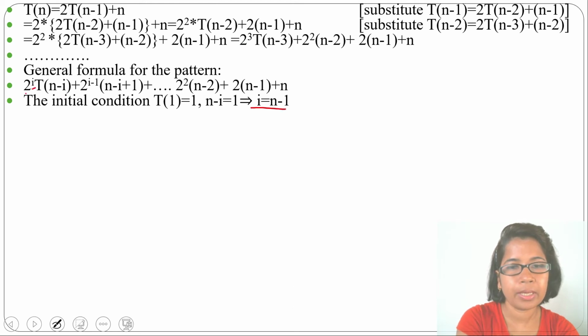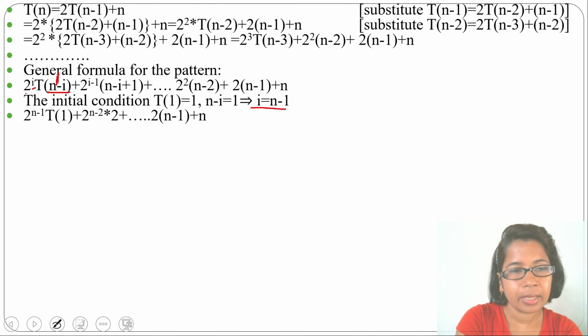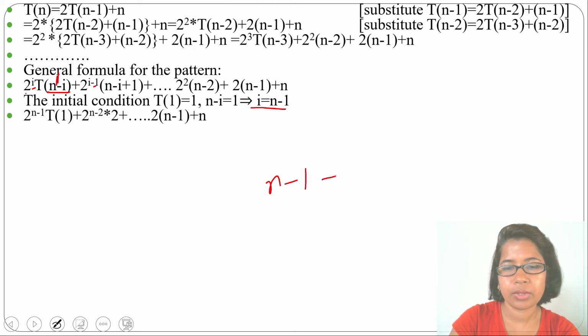So 2 power n minus 1. Then in place of n minus i, we will substitute 1. So 2 power n minus 1, T of 1. Then 2 power i minus 1. In place of i, we will substitute n minus 1. Before, i minus 1 was given, so minus 1, it will be n minus 2. And in place of this n minus i, we will substitute 1. 1 plus 1, it will be 2. Like this it will continue. Finally we will get 2 square into n minus 2 plus 2 into n minus 1 plus n.